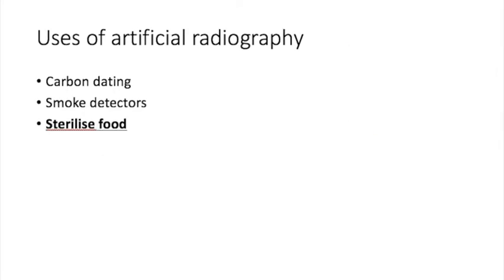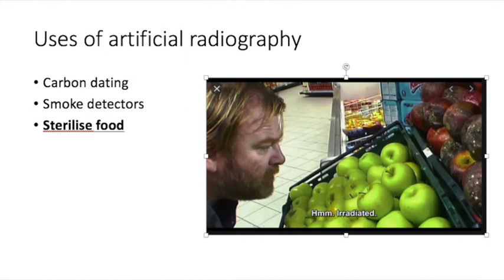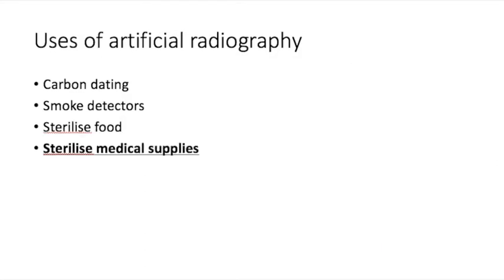Next use is for sterilizing food. By bombarding some food with radiation, you can kill the bacteria, fungi, any sort of parasites that may be lurking around in there. Now, the food itself is not radioactive. It's just been irradiated, in that it's been bathed in radiation to kill the pathogens that might be on it, so anything that causes diseases. The same technique can be used to sterilize medical supplies like surgical equipment.